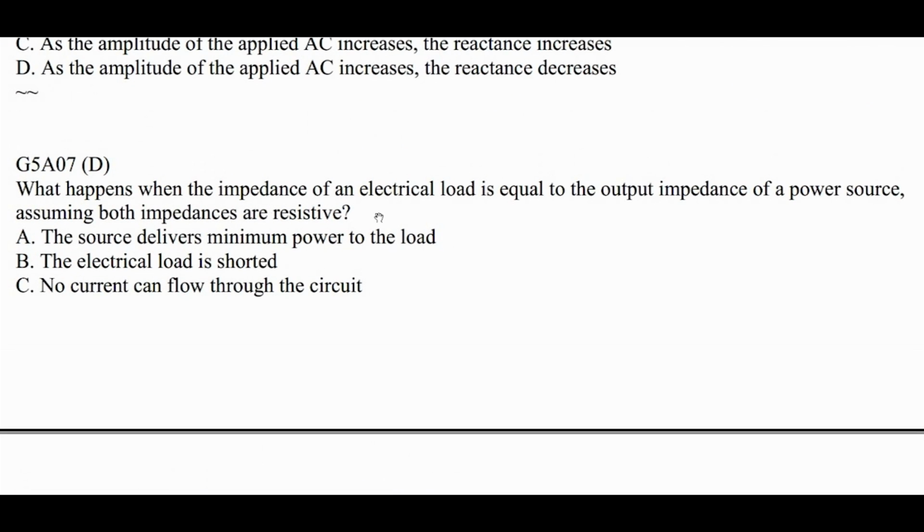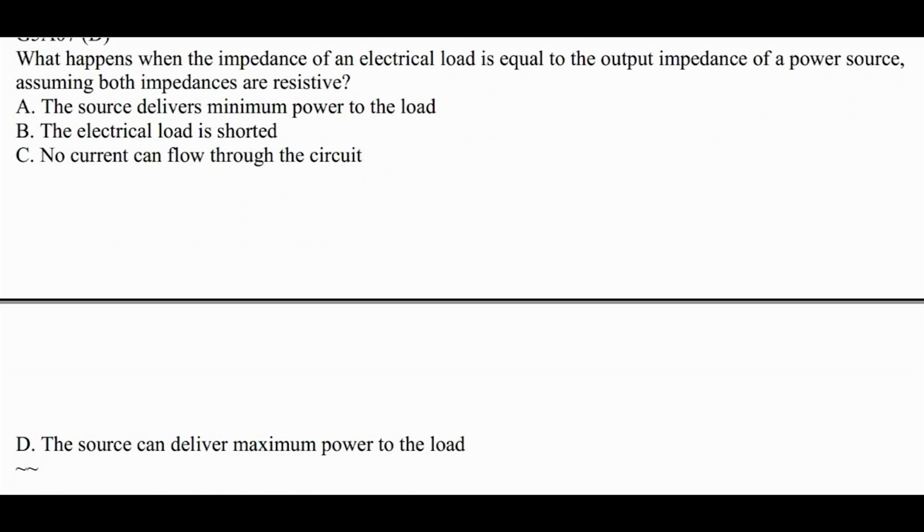In this case, the electric load is equal to the output impedance of the power source. Could be a transmitter coupling to an antenna, and the antenna is purely resistive. There's no reactance. It's right at that line. It's neither above or below.